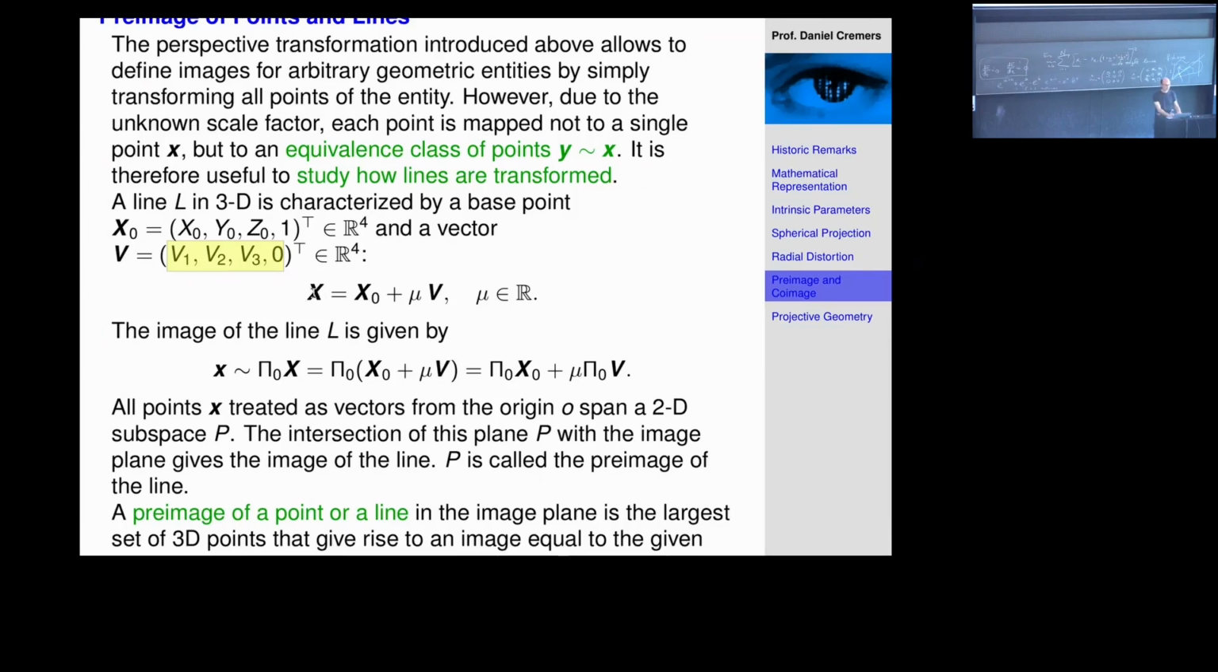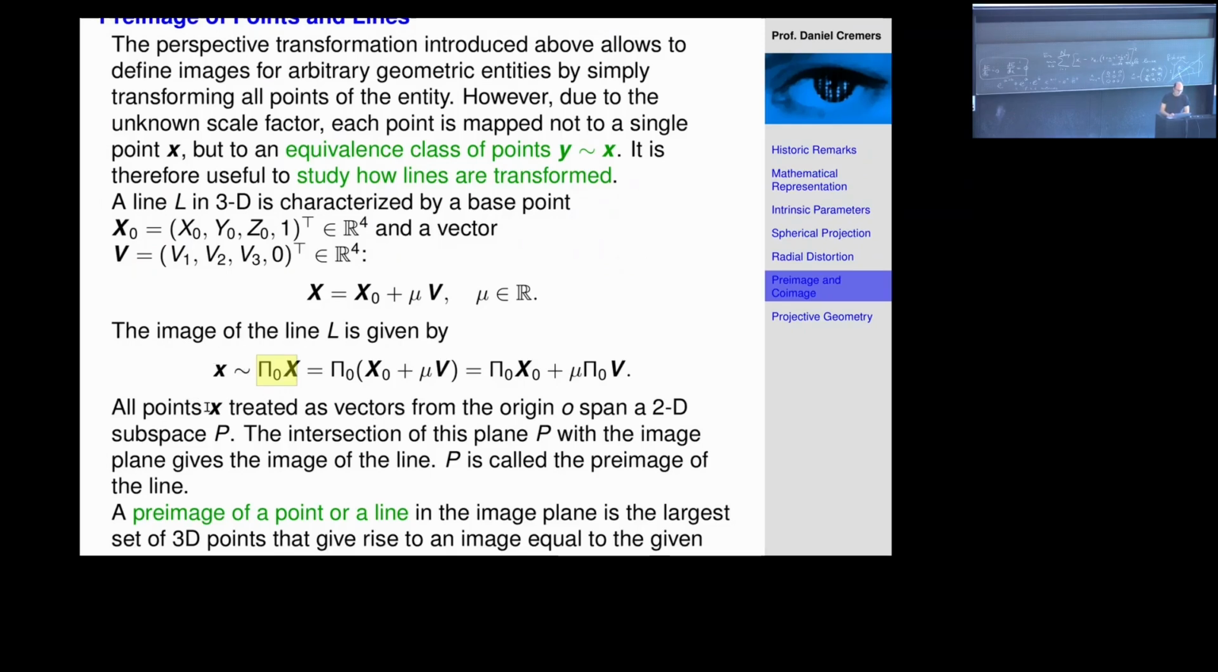The line we can parameterize in this fashion, so all points on the line L have this form. And then the projection of the image is given by this perspective projection, standard perspective projection into the image. We assume this is all in the camera coordinates already. And so we have pi 0 times x0 plus mu times v, and then we have this equation here. And this tilde means it's the same up to scaling.